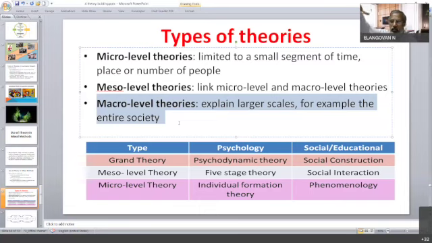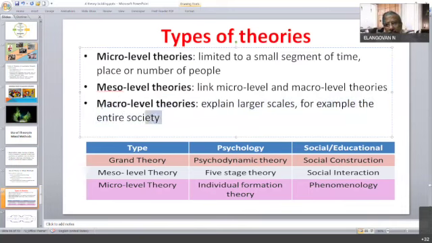broader level, macro level, which explains the entire society. Many times we take a macro level theory and try to do research. That is not possible, because a macro level theory is all general concepts and it may not be measurable. You need to drill down into a micro level theory to even do research. So there are examples I have given: grand theory, meso level theory, micro level theory.